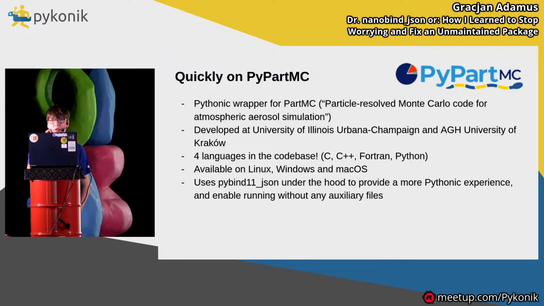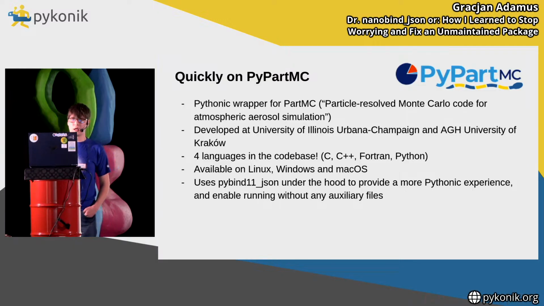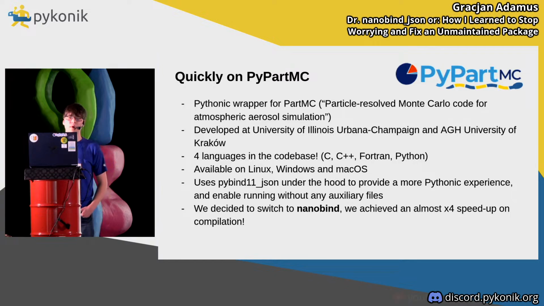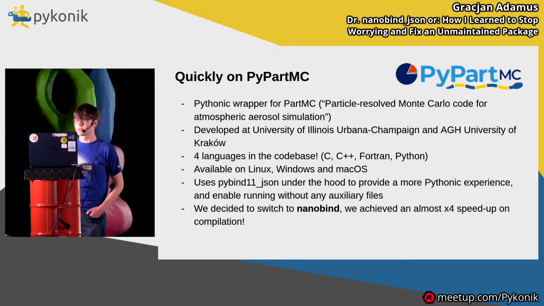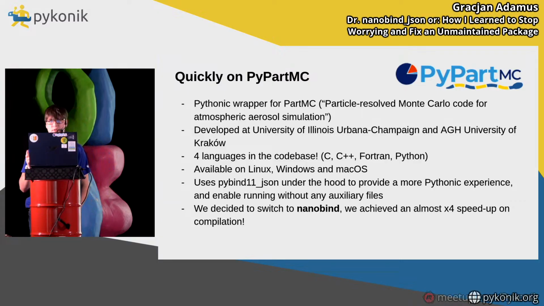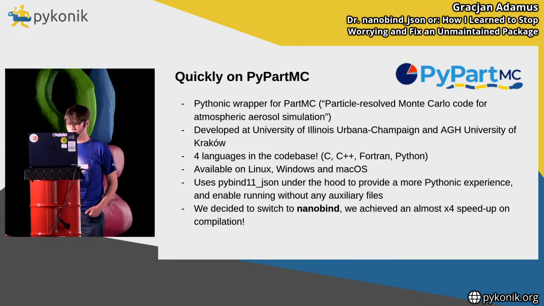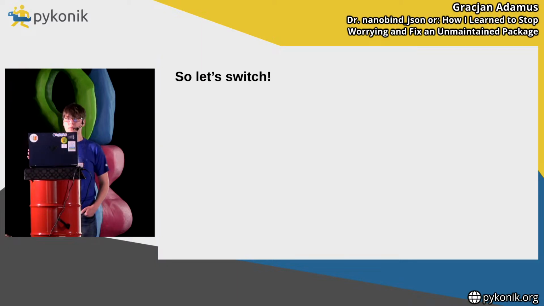And it uses pybind11 JSON under the hood to provide a more Pythonic experience and to have it more flexible and to not have to use additional files like in the Fortran implementation. And throughout the development, we decided to switch to nanobind, which was successful, but there were some bumps during that. And I can say that we actually got a much faster compilation, almost 4 times faster. So, about the switching.